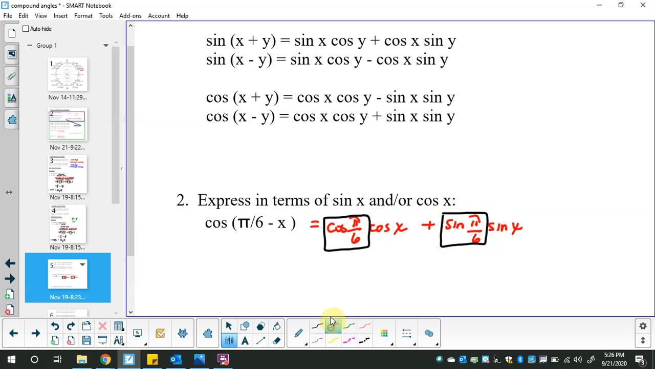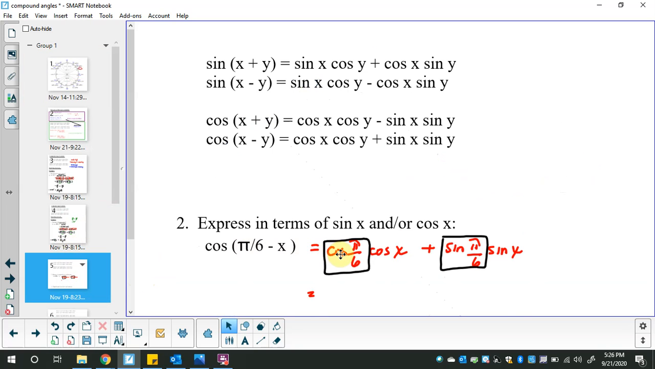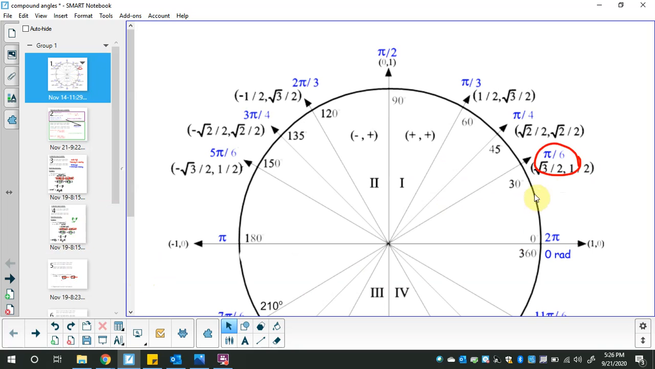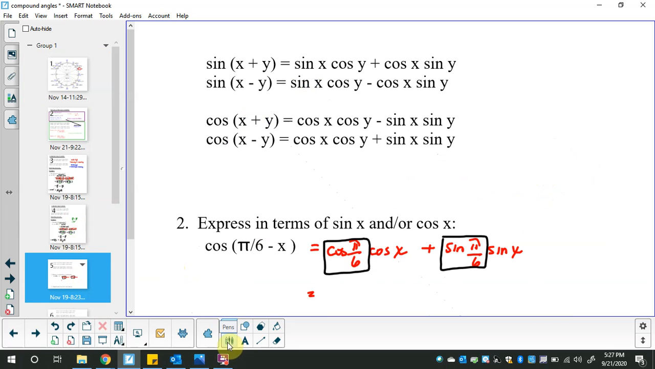I can even do it without turning it into degrees because I know that pi over 6 is on the unit circle. So I need to go to the unit circle, find pi over 6, and then pick cos, which is the first one, so root 3 over 2. So I'm going to replace that with root 3 over 2. I can't replace cos x, so I leave it.